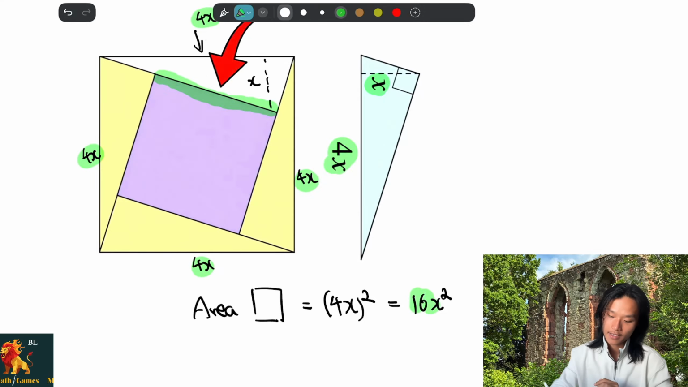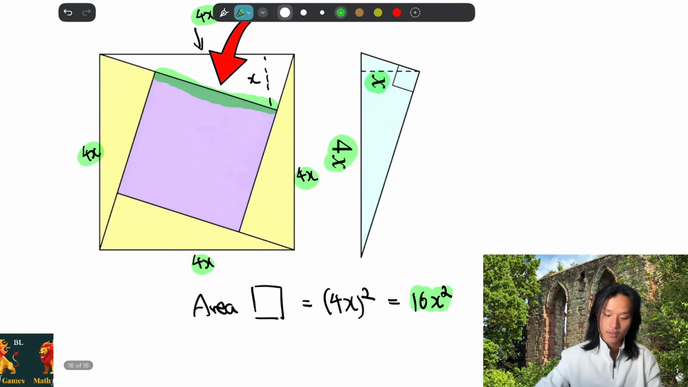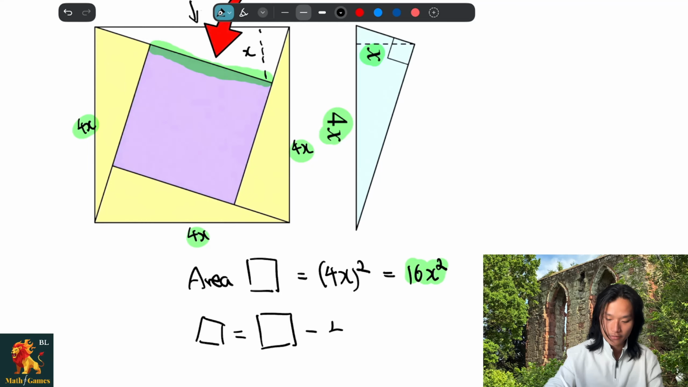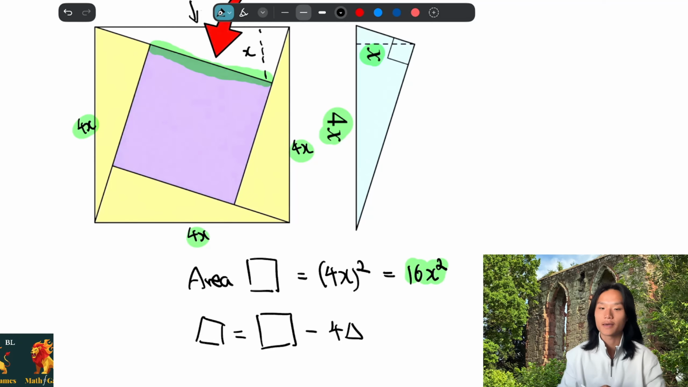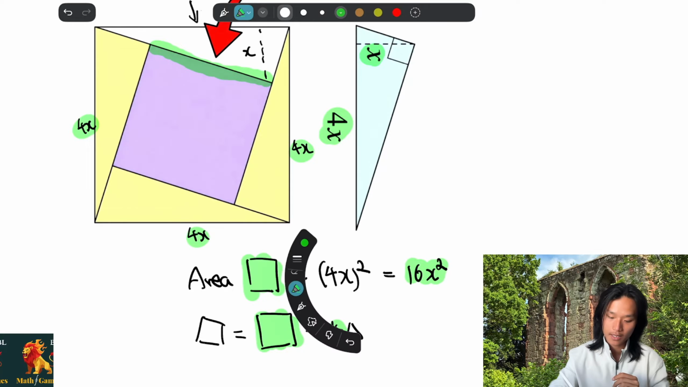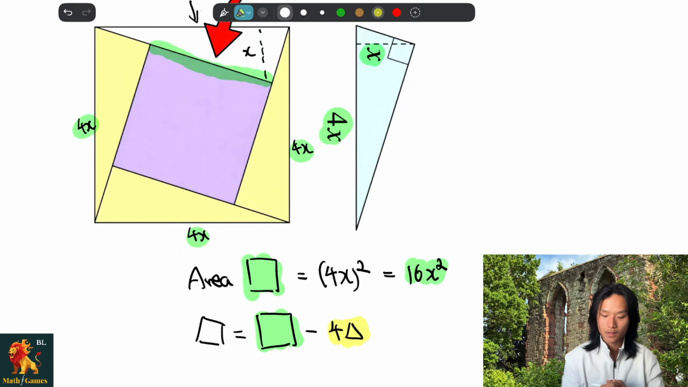I want to find the expression for the inner square. So how do we do that? Well, we know the inner square is the area of the bigger square minus the four triangles, okay? And we already found the area of the bigger square, which is 16x squared. So let me highlight the smaller triangles in another color, in yellow.